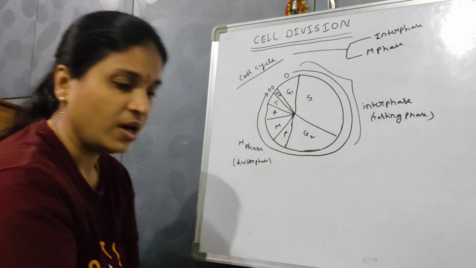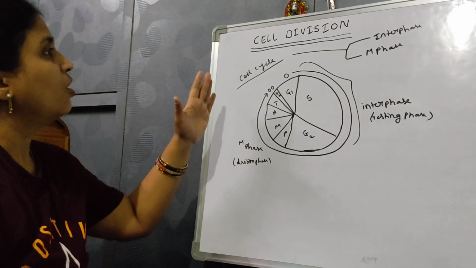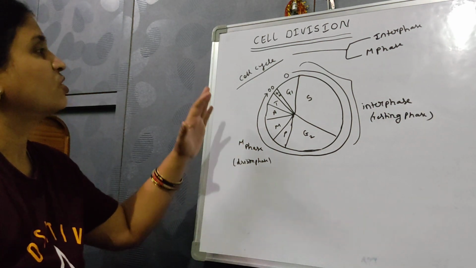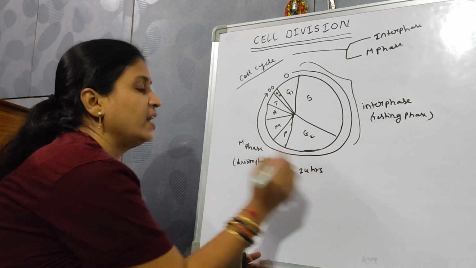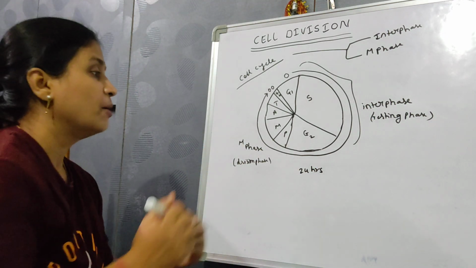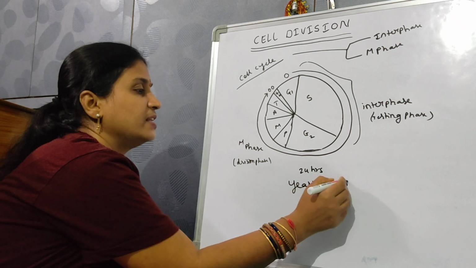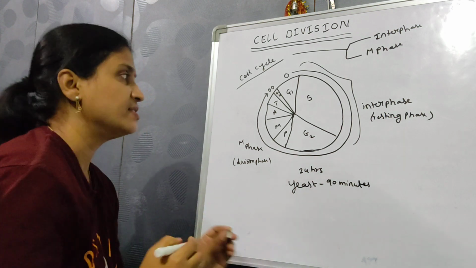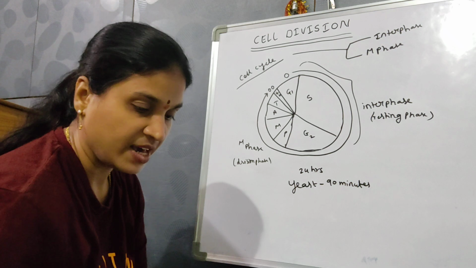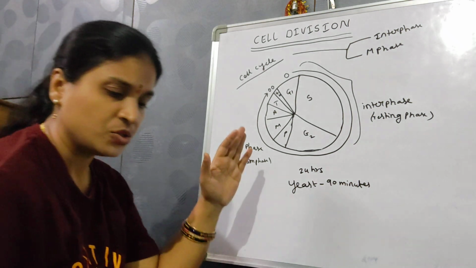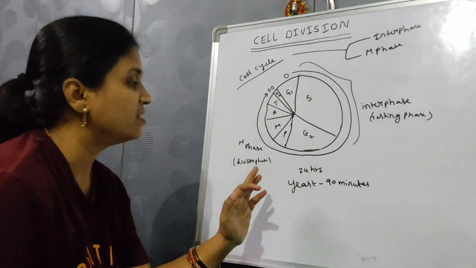In a human cell, all these sequential events of the cell cycle take place within 24 hours. Within one day, the cell cycle is completed. But in yeast, the cell cycle is about 90 minutes. Then it is divided into interphase and M phase. The human cell has a cell cycle of 24 hours.